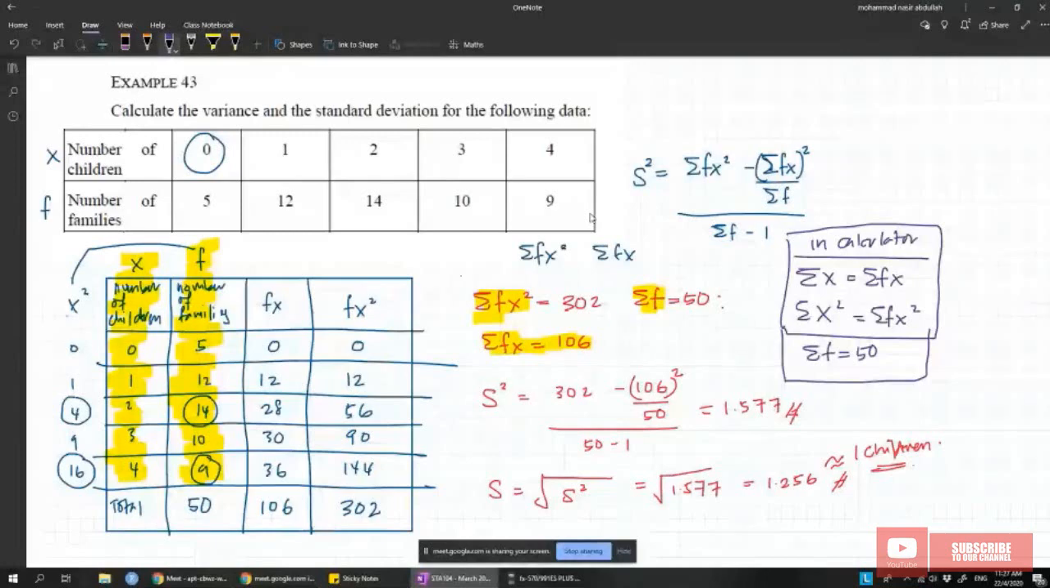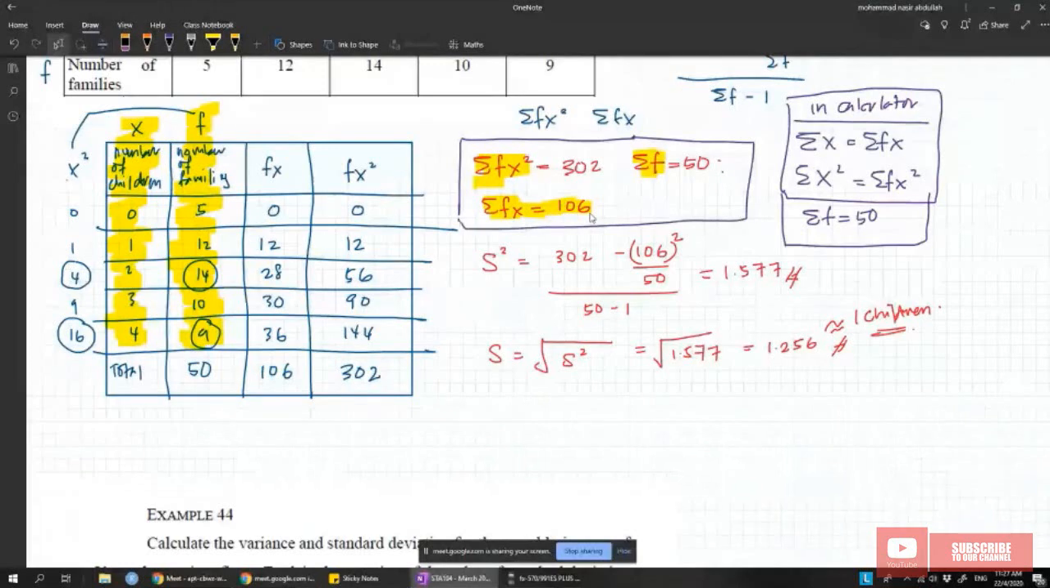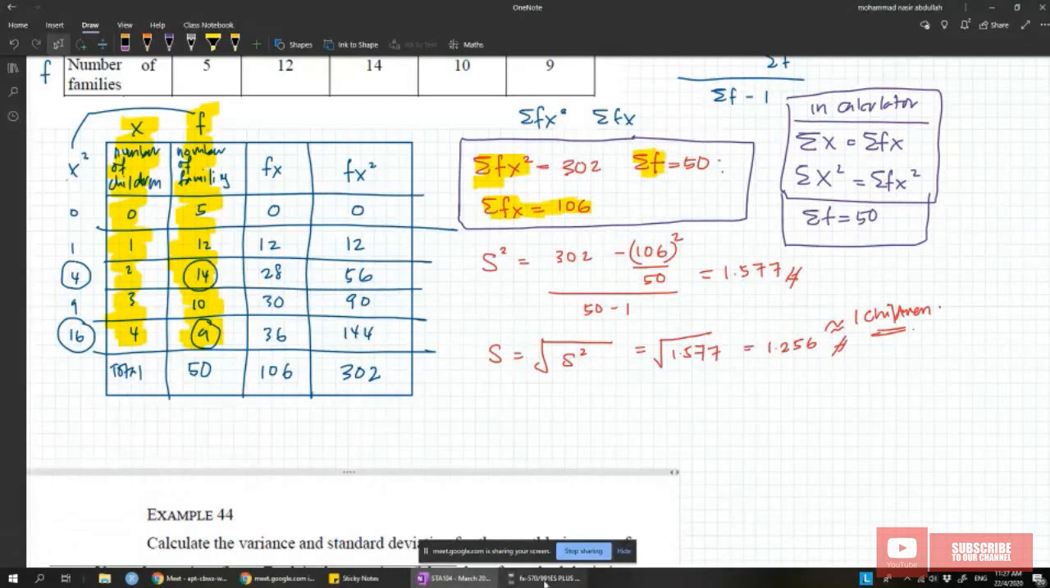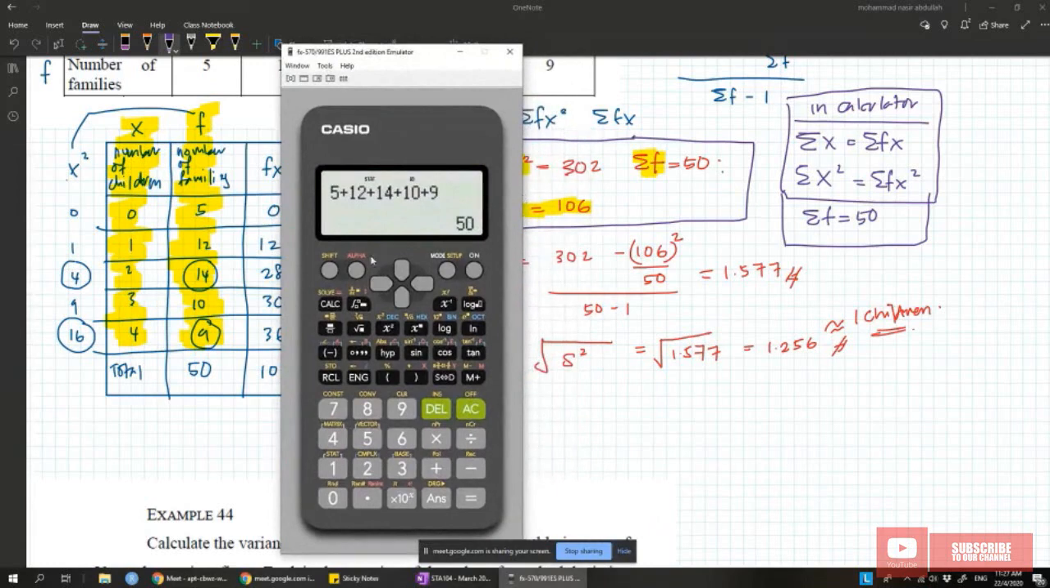So now, I require you to write down the value of each parameter in the equation. Once you write down the values, you need to input all the values into the formula like this: s square equals 302 minus 106 square divided by 50, everything divided by 50 minus 1. Now you even no need to calculate the value inside the formula.